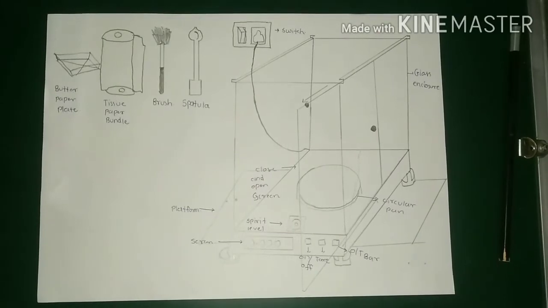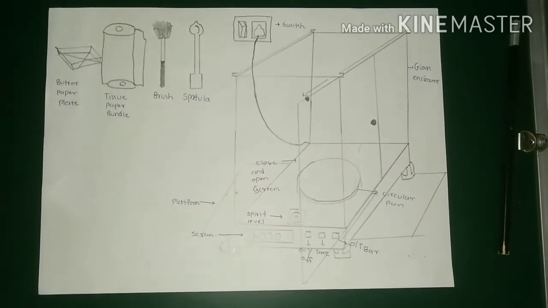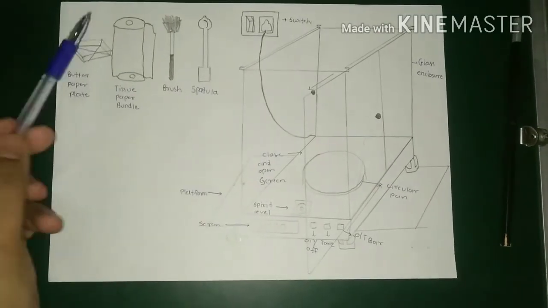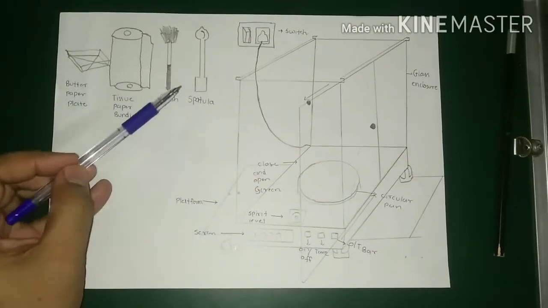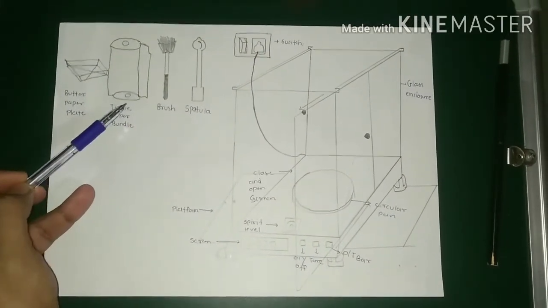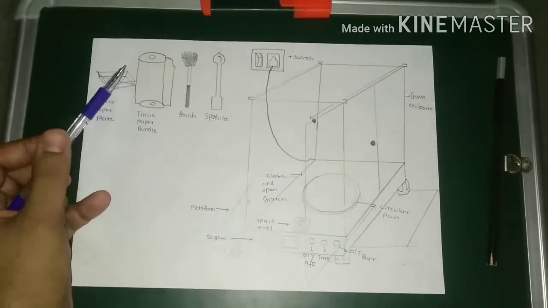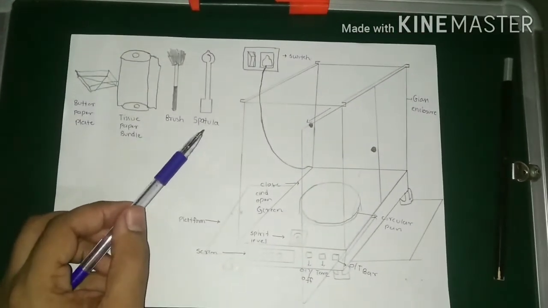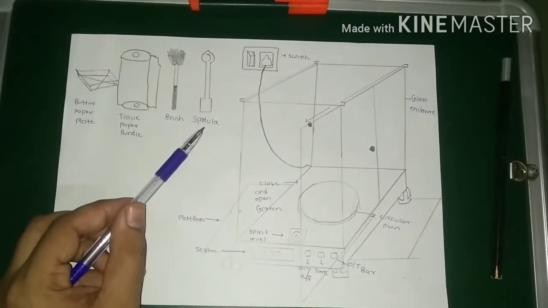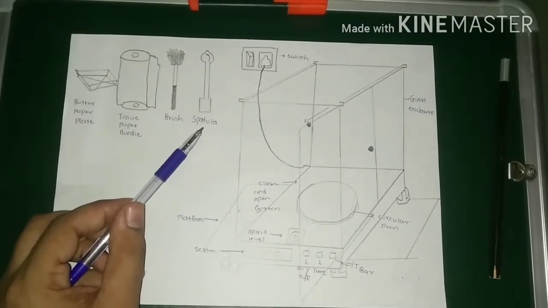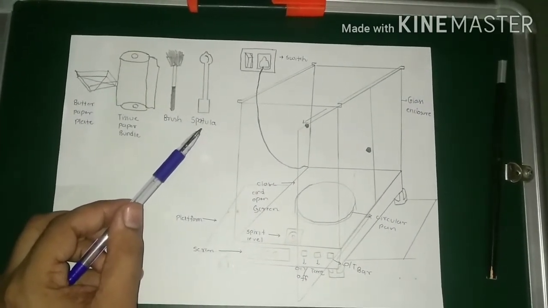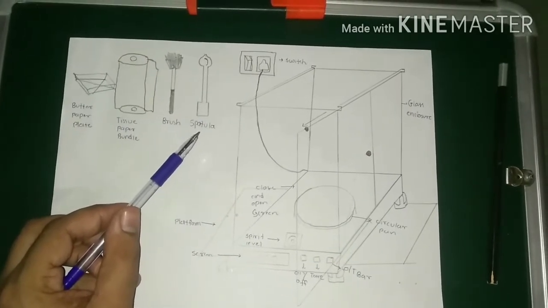Hello friends, now we can see that this is the general diagram of a weighing balance. Here we can see that this is the spatula, this is the brush, this is the tissue paper bundle and butter paper plate. These four things are very important during any weighing. First of all, we understand the work of the spatula. By using a spatula, we weigh any particular solid substance or powder.